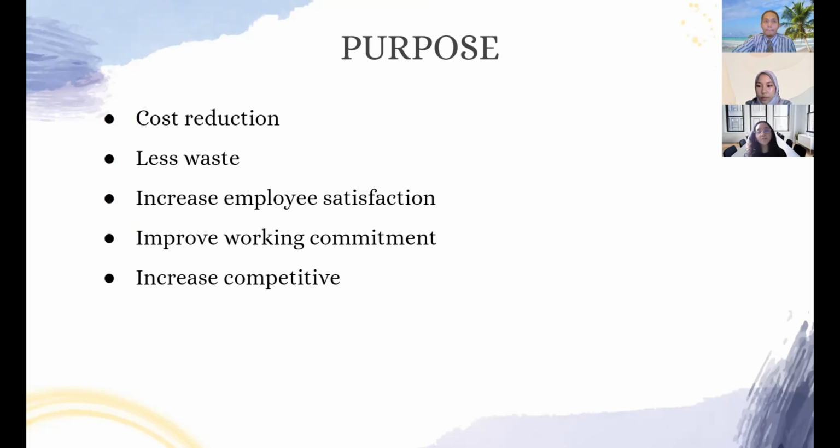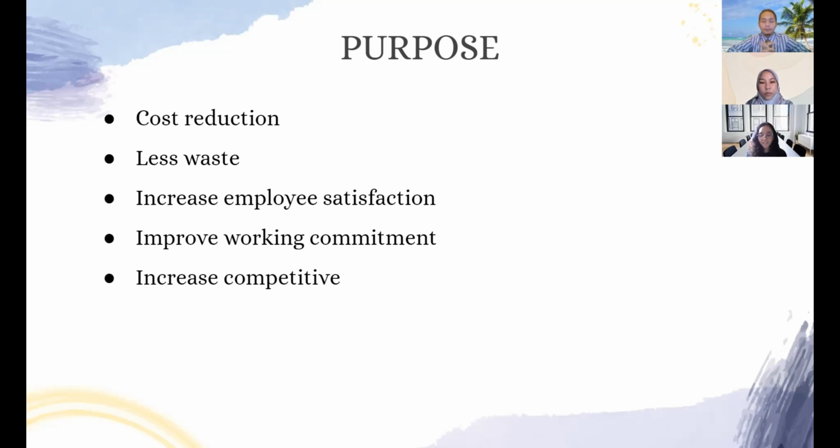Thank you, Arif. My name is Cheryl. So I will be discussing the purposes of Kaizen costing. The main purpose of Kaizen costing is cost reduction. Any cost that is obtained from non-value added activities is aimed to be eliminated through this Kaizen costing system. Aside from that, Kaizen costing also focuses on increasing employee satisfaction.